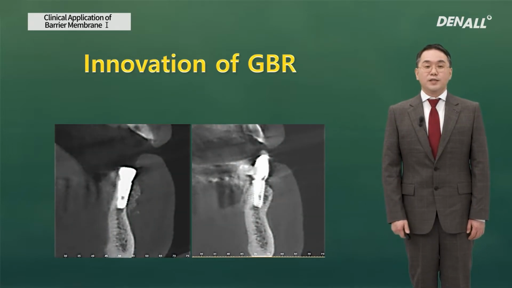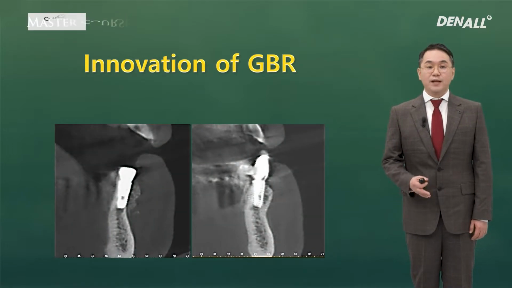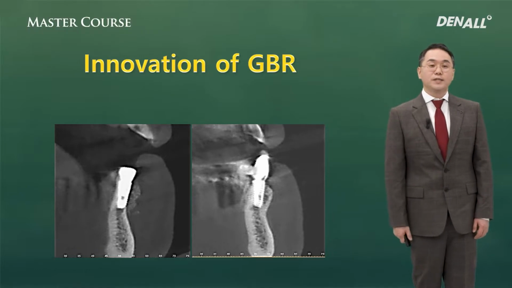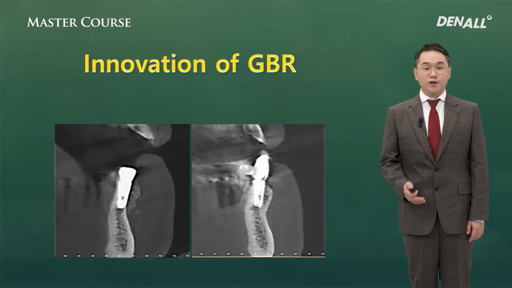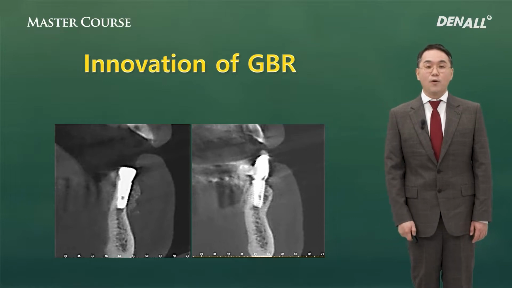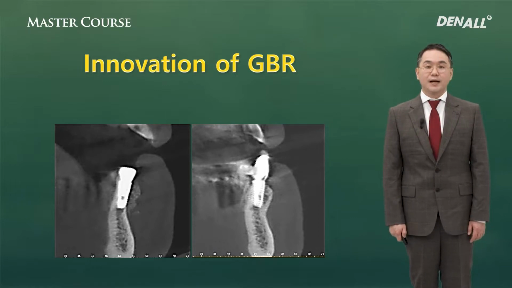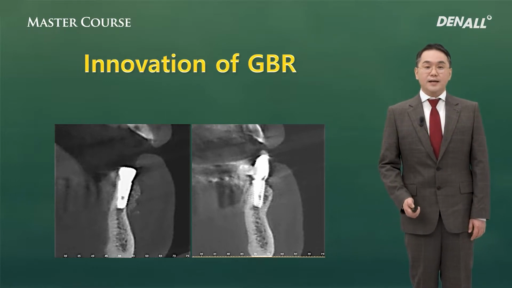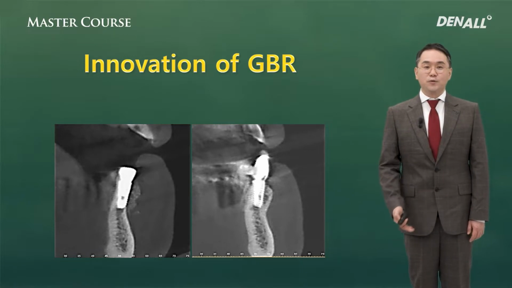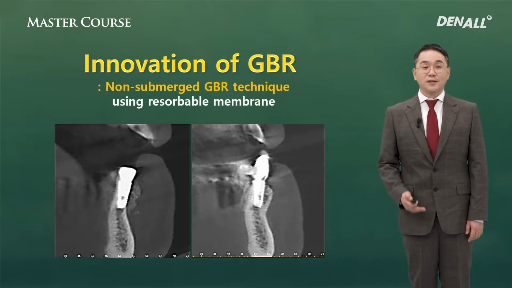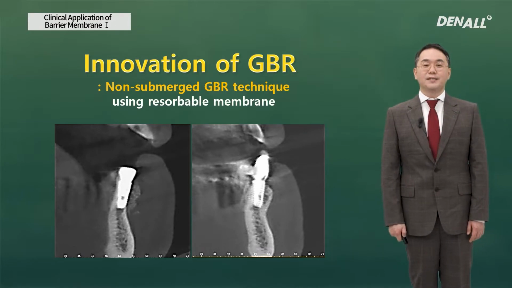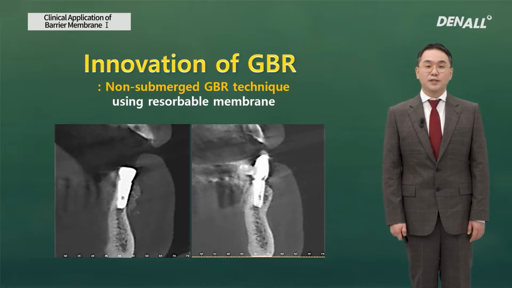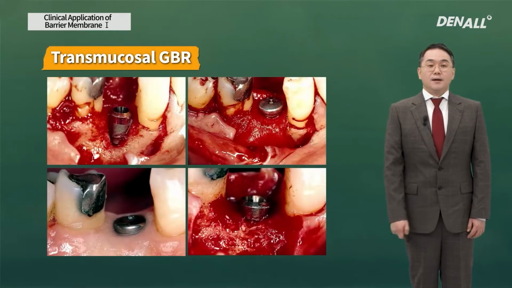As you can see in the photos, in the GBR, a lot of bone graft is done on the buccal side of the implant. A healing abutment is mounted, with no cover screw for primary closure, and you can see bone is very well regenerated. After I realized this technique, I realized the new world of GBR. So this is like an innovation of GBR. I'm going to introduce the non-submerged GBR technique.